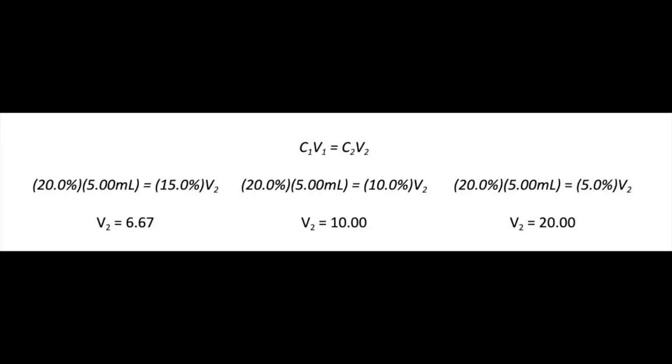Using our previous data points, we plugged in the initial concentration of 20% and volume of 5 milliliters into C1 and V1, and obtained the following final volumes of which we needed to use by plugging in concentrations of 15, 10, and 5% into C2 respectively.